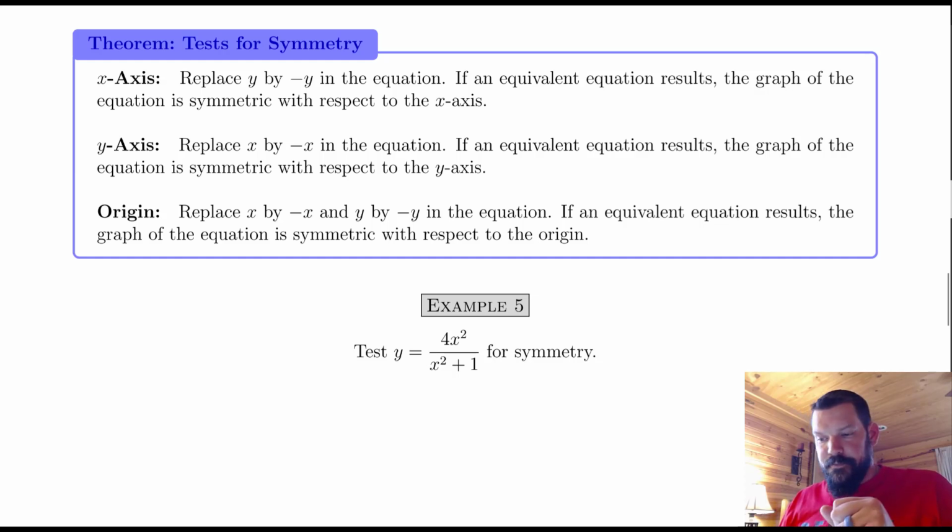Just read that. I'm not saying you have to know every word that just came out of my mouth from that blue box, but it's going to be helpful as we go through these examples. You'll start to pick it up a little bit better.